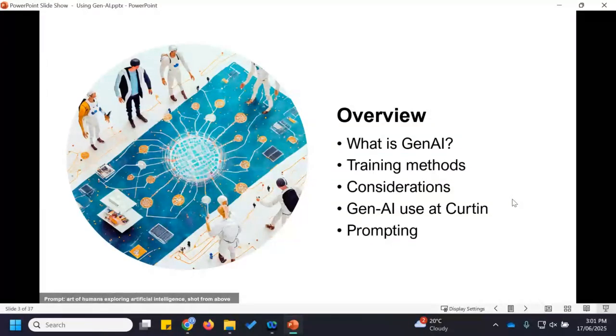Otherwise, let's get started. So today we'll go through what Gen AI actually is, how it's trained, some considerations that you should keep in mind if you're going to use it, Gen AI use at Curtin, like what is allowed, what isn't allowed, that sort of thing, and some tips for prompting.